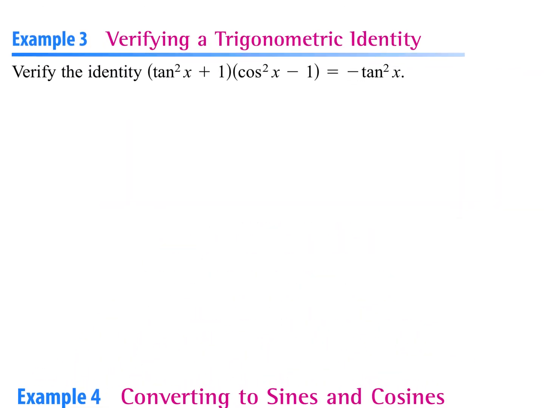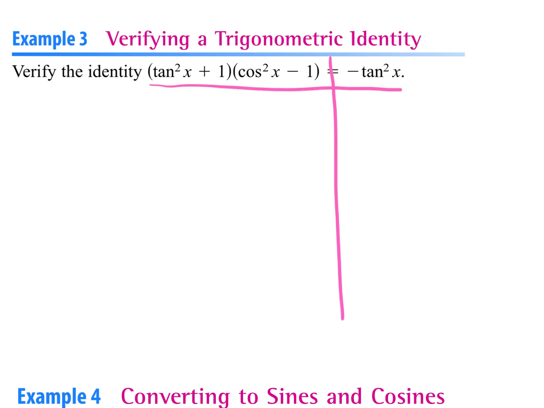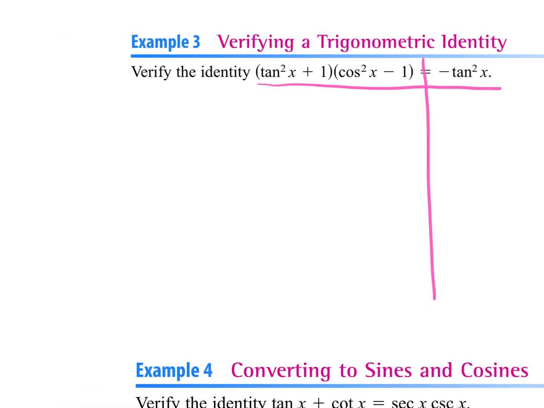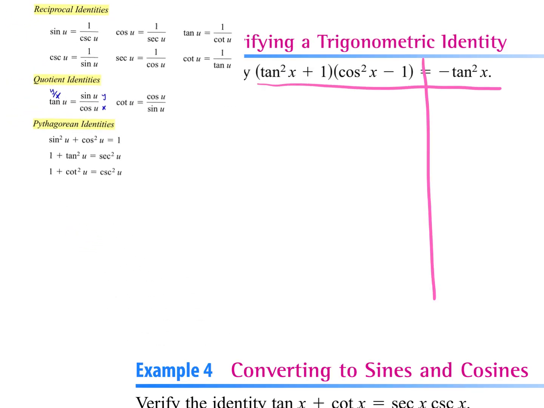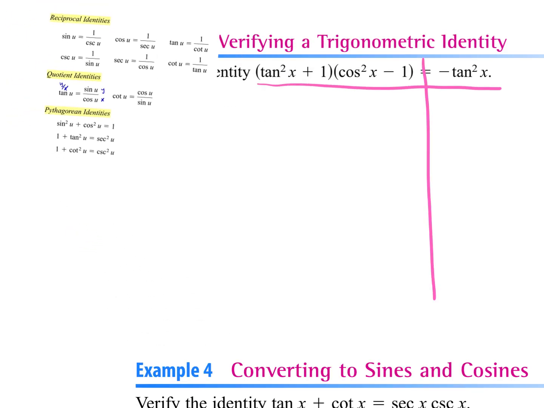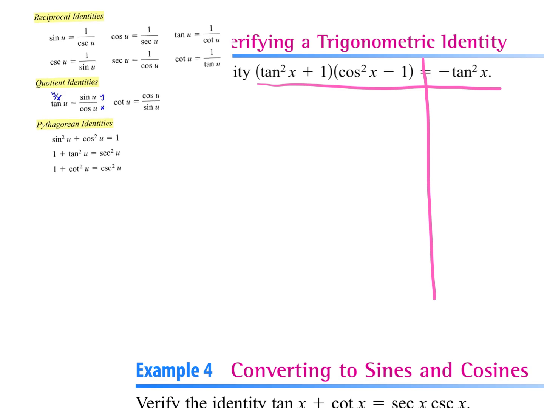Example 3. Let's draw a brick wall right down the middle of the equal sign. Which side do you think would be better to simplify here? The left side. Left side's more complicated, so let's start with that. I'm going to put my identities here to help us. What should we do first?